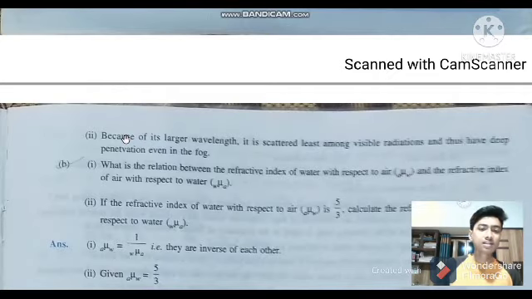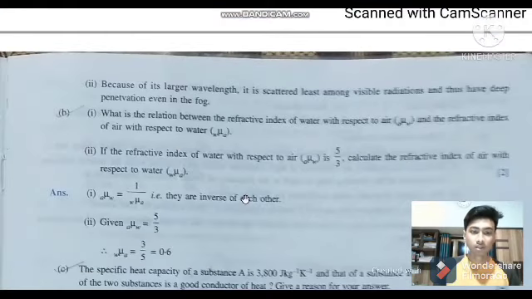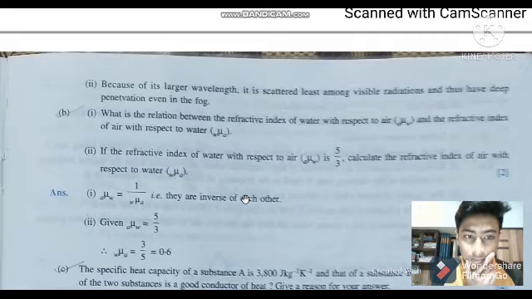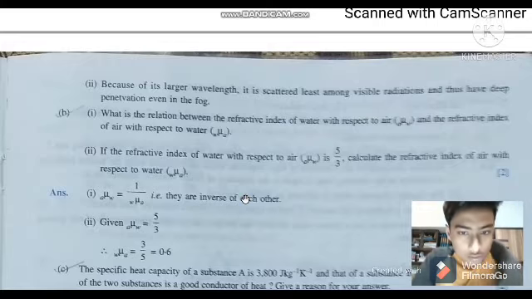Now, what is the relationship between the refractive index of water with respect to air and the refractive index of air with respect to water? If it's given to us in the question that the refractive index of water with respect to air is 5/3, then obviously we have to calculate what is air with respect to water, right? So this question would be solved like this: since the refractive index of water with respect to air is inversely related to the refractive index of air with respect to water, they are inversely related.